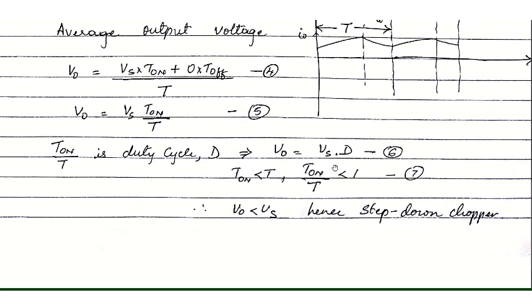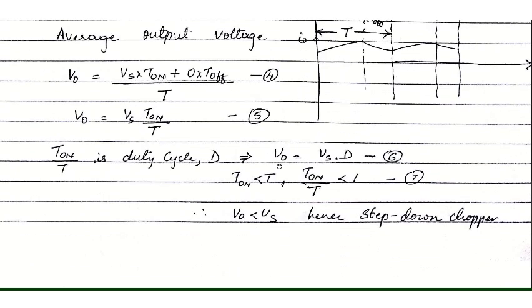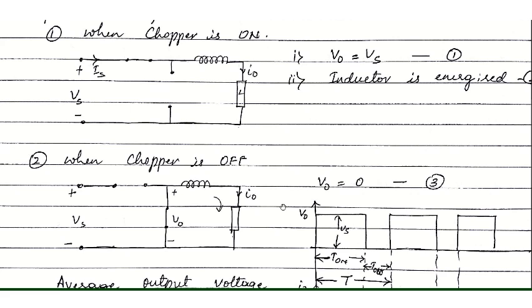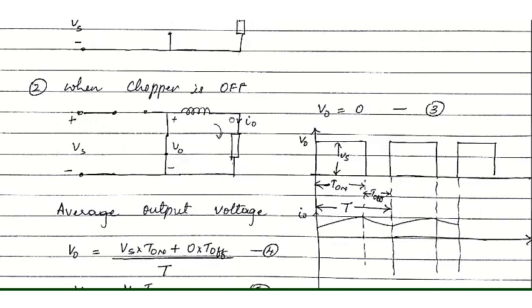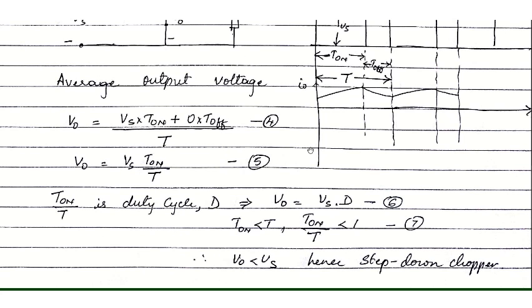So that is about the step-down chopper and its operation. I hope it is clear. You have to note down the operation in the two conditions, when the chopper is on and when the chopper is off. You have to represent the working of the circuit with the waveform and give the average output voltage. Based on this, you can give the average value of the load current as well.